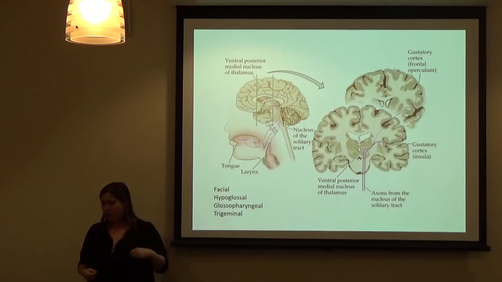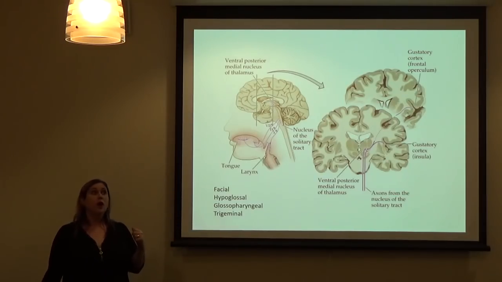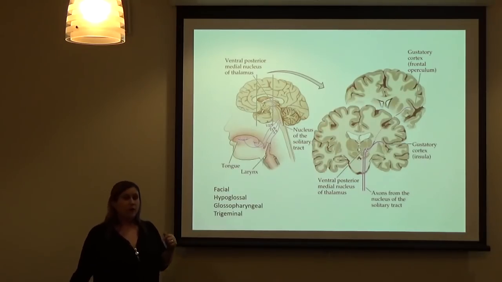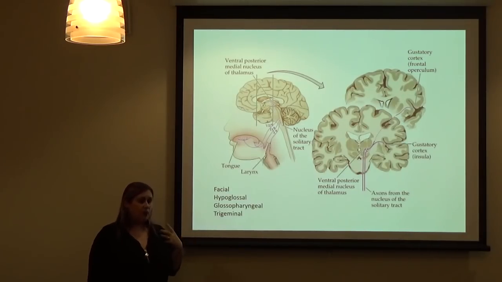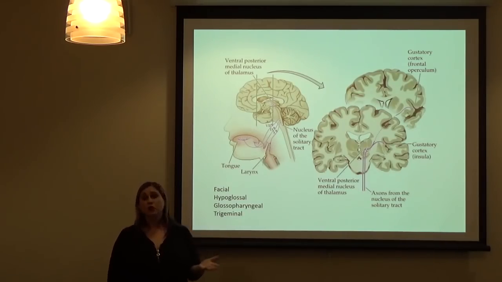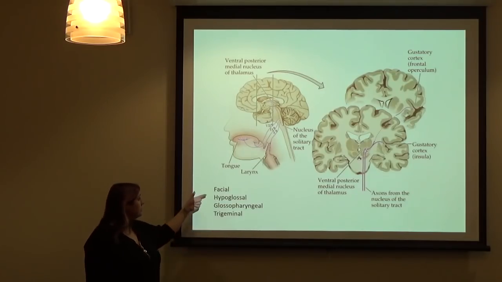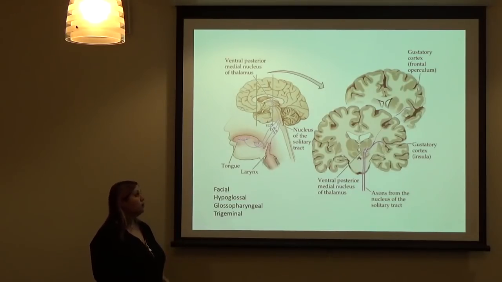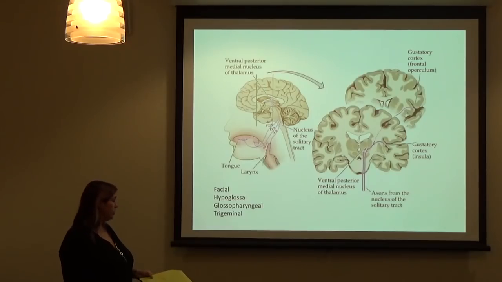So now I want to talk about what those pathways are that go back to the brain. Okay, so these pathways are going directly from your mouth into your brain. They don't go through the spinal cord. They go directly from the head into the brain. And so it involves cranial nerves. And I listed the cranial nerves right here that are involved in taste perception.